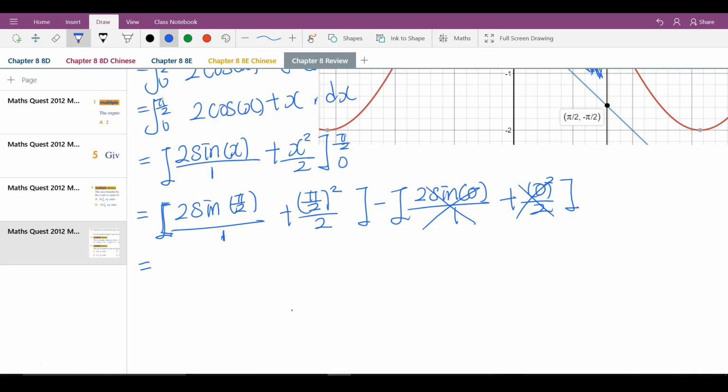So pi over 2 is 90. Sine 90 is 1. So just 2 times 1 over 1, which is 2. Plus. Now, pi over 2 squared is just pi squared over 4. Right? And then you divide that by 2 again. That gives you 2 plus pi squared over 8. Yeah?